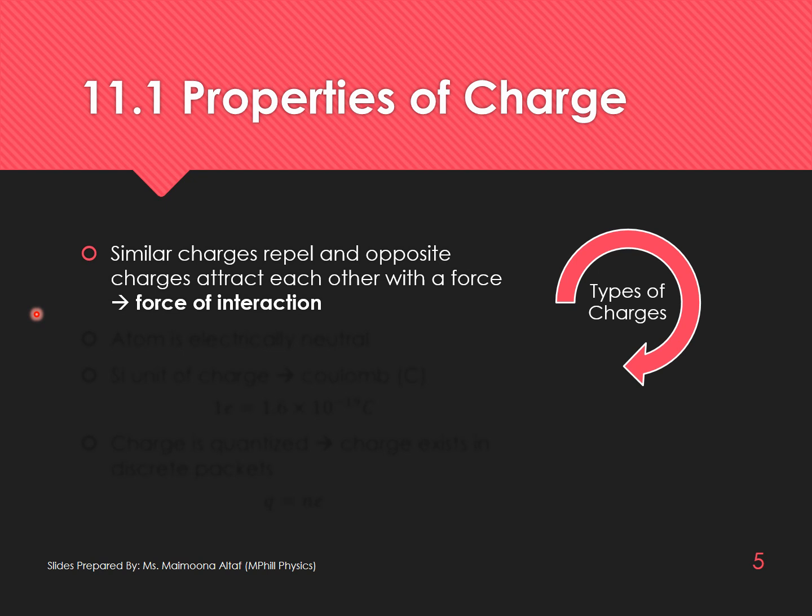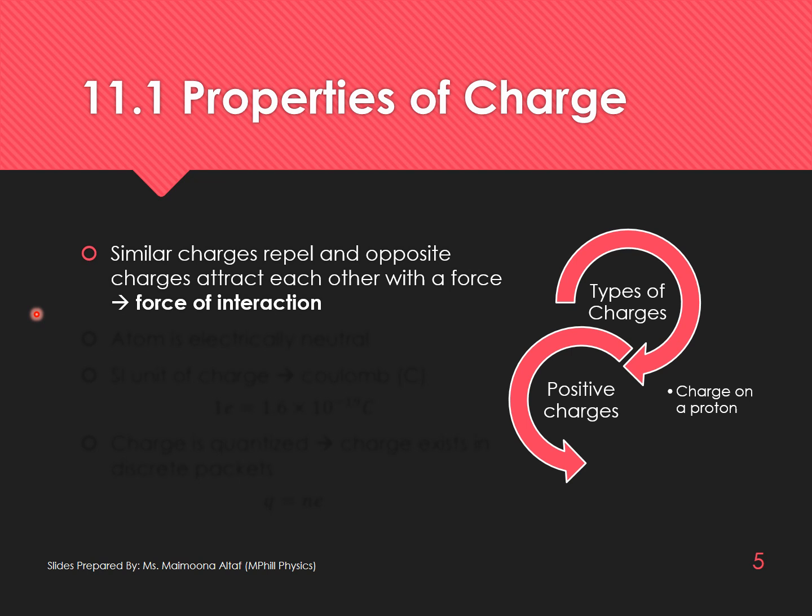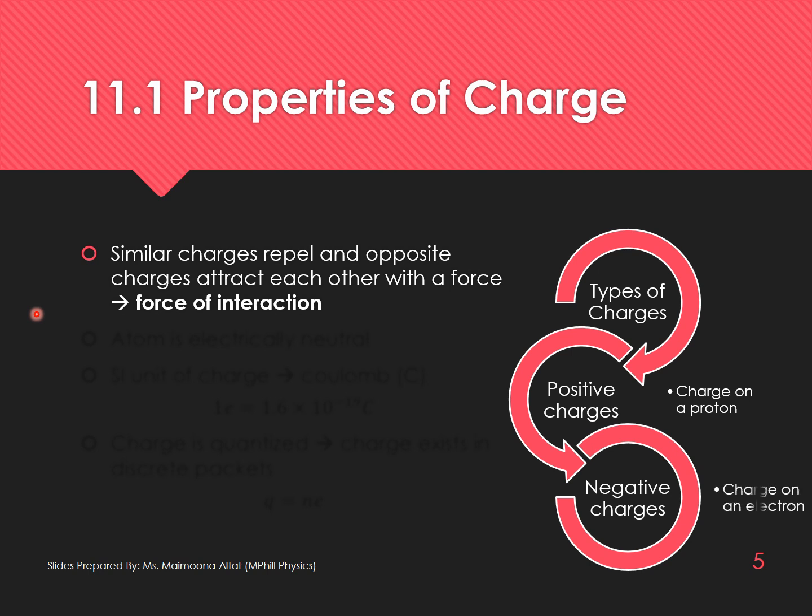Either the charge could be positive. The charge on a proton is positive, while the second type of charges could be the negative charges, and the charge on an electron is negative. Overall, an atom is electrically neutral because it consists of an equal number of protons and an equal number of electrons.